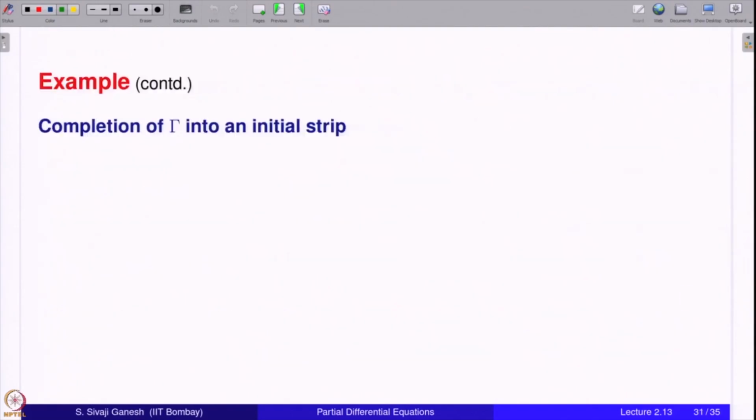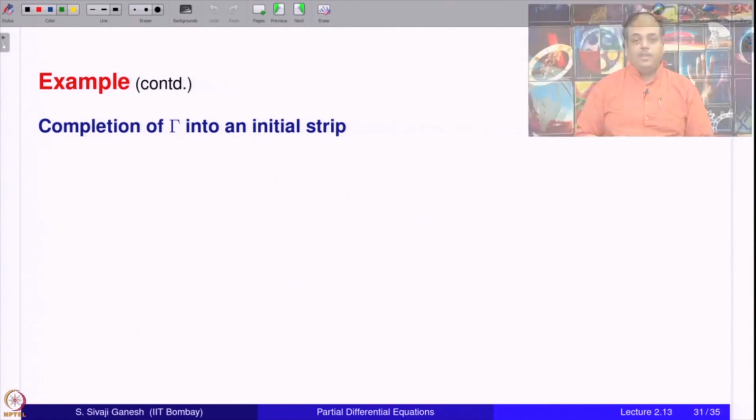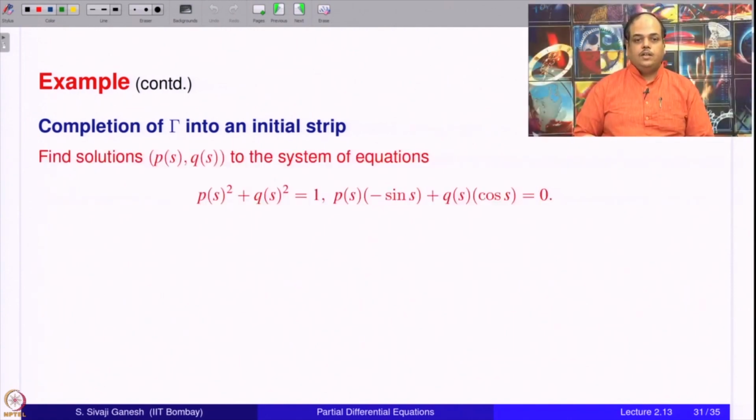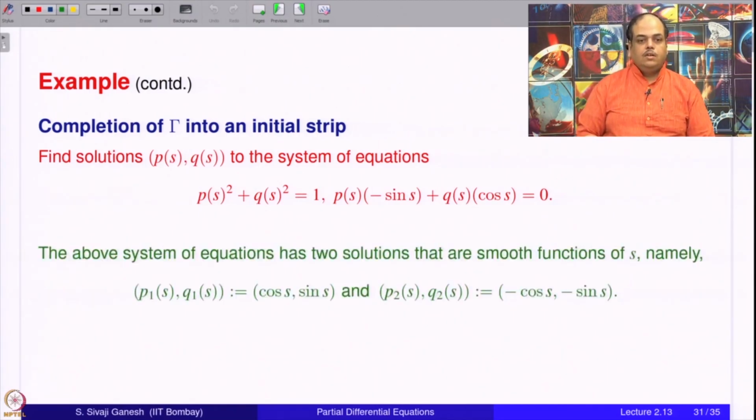So, we have to now complete into an initial strip the datum curve. We have to find Ps, Qs satisfying two conditions. One is the equation Ps square plus Qs square equal to 1. Second is Pf prime plus Qg prime equal to h prime, that will give us this. Now, we have to find solutions. Here we see clearly two solutions.